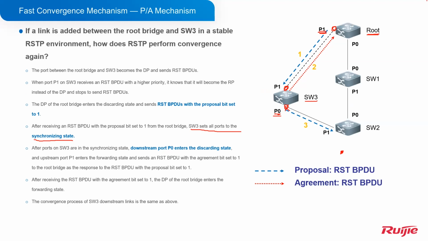This is the proposal agreement mechanism. Since all the downstream ports have been blocked, we don't need to worry about a temporary loop in the network. Even though the link between the root and SW3 is already forwarding data, the downstream ports are blocked, so there's no loop anymore, right? Okay, so this is the PA mechanism and how it solves the problem of temporary loops in the network.